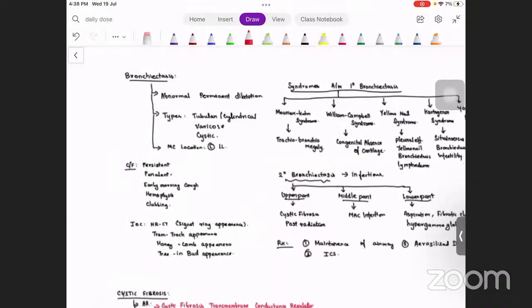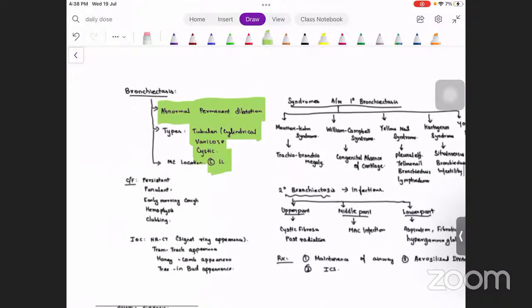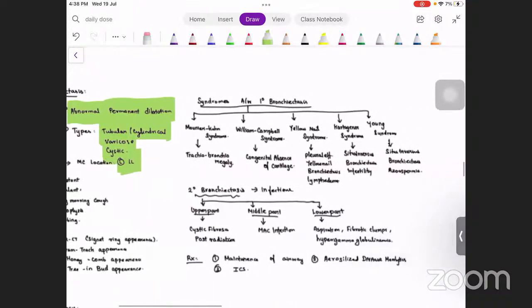Then you have bronchiectasis, abnormal permanent dilation. Abnormal permanent dilatation is bronchiectasis, where the types are tubular, varicose, and cystic. The most common location is the left lower lobe. Now the syndromes associated with primary bronchiectasis are important, people.